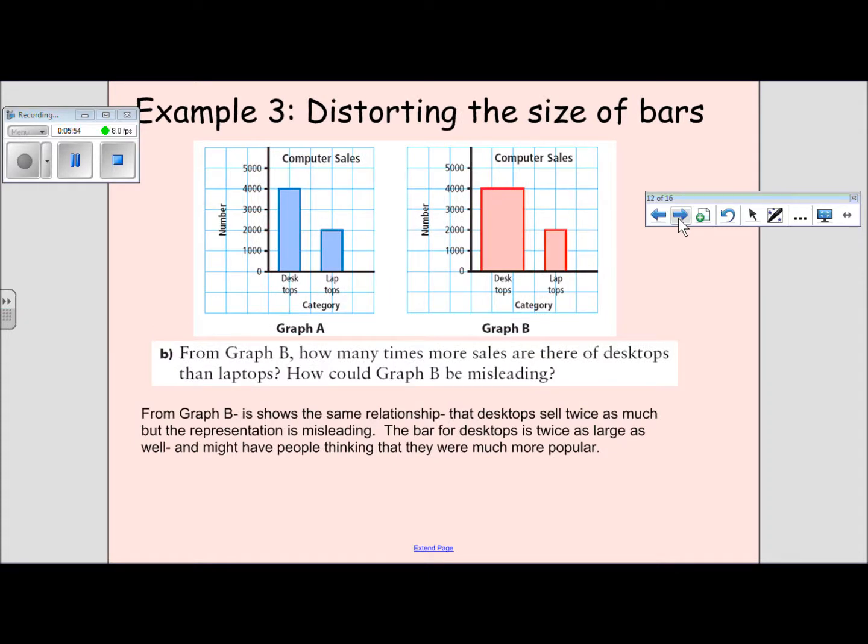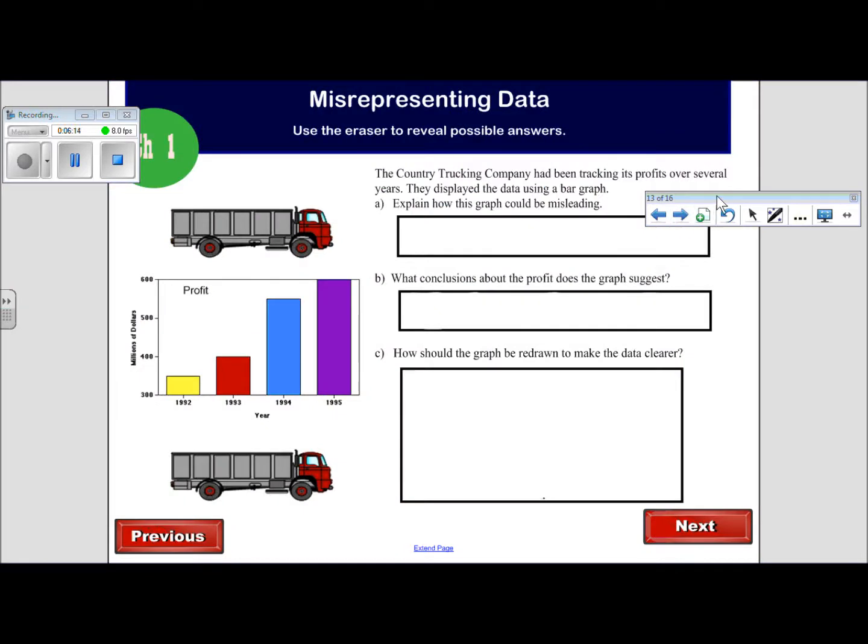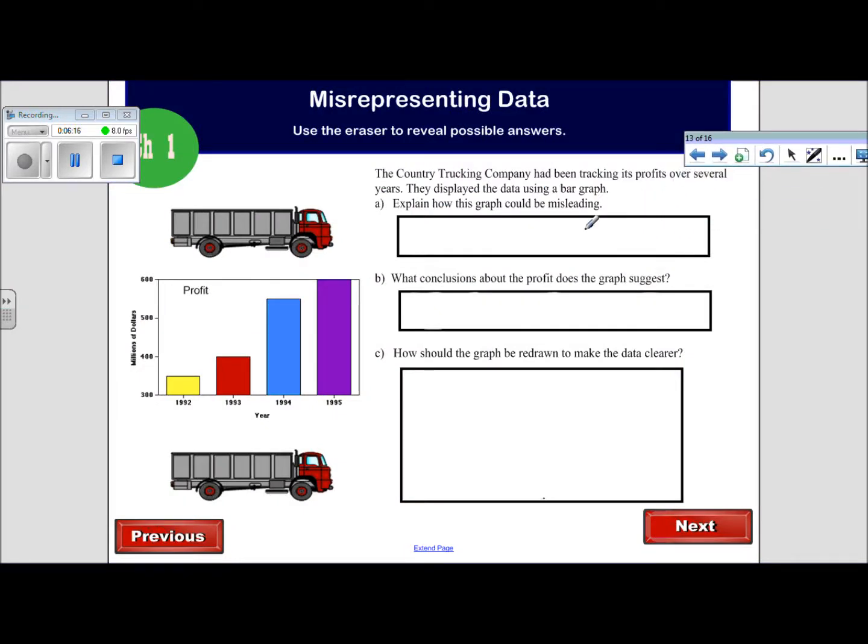From graph B, how many times more? How could graph B be misleading? Misleading because again, there's 2,000 here and 4,000 here, which is twice as much, but it looks like much more because of the width of the bar compared to this bar over here. So misrepresenting data used the ratio.